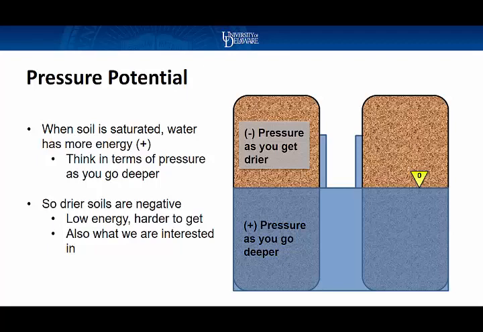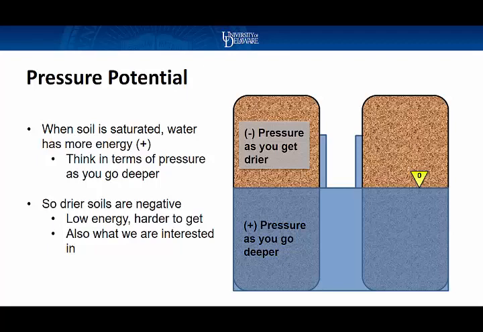So matrix is always negative. You'll always see these negative numbers associated with water in the soil. And that's because it's just like electrons and protons. You could switch the signs. It doesn't matter as long as they're opposite. But it makes more sense if you, just like when you go under the sea, and the deeper you go, the pressure builds up. It's the same thing with a water table. When you're saturated, the deeper you go, the more pressure you have above you, so the more positive it gets.